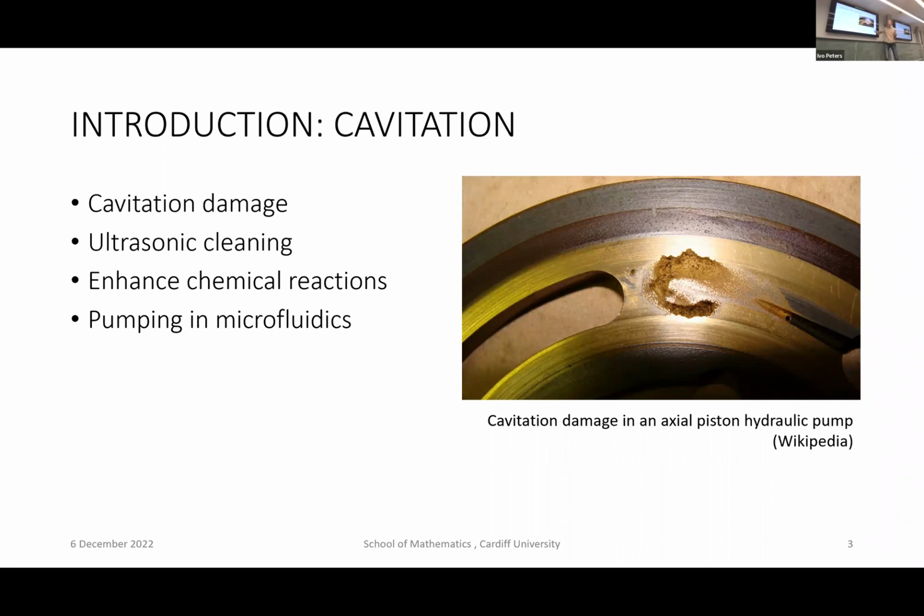You can imagine that all these things can happen in various geometries. What we've been looking at so far is quite simple geometries, mainly how bubbles act near flat plates. So we want to move beyond that.